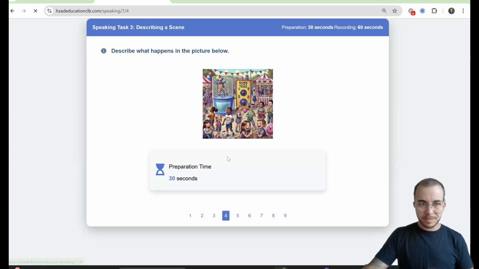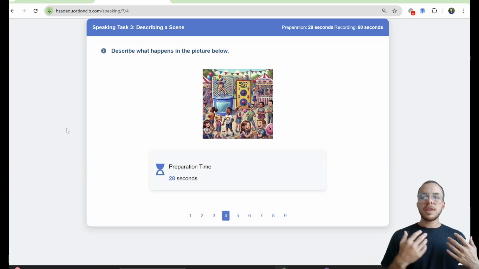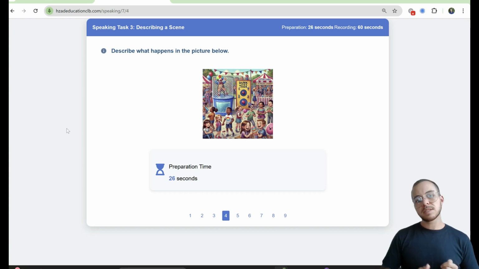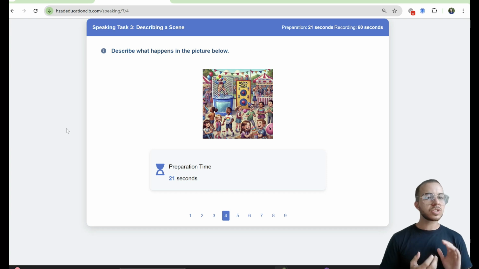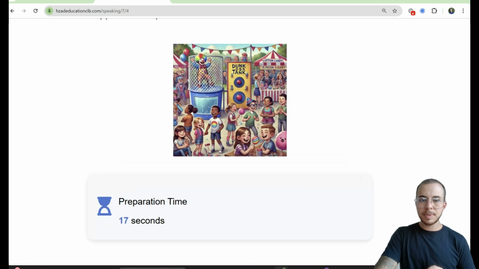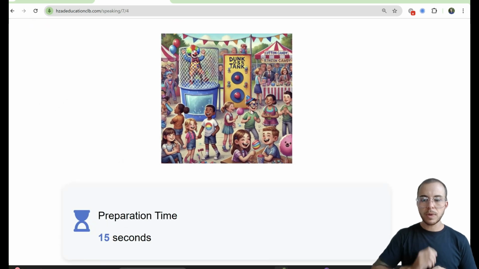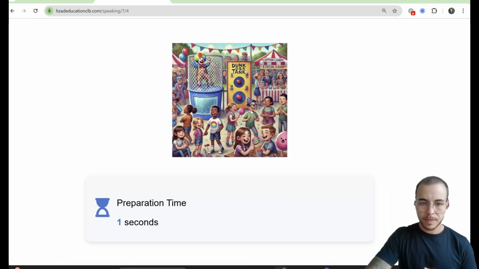Let's continue. All right, 30 seconds on the clock, 60 seconds to speak. Describe what is happening in the picture. Remember, you're using your descriptive vocabulary. The other person can't see the picture, and so you are going to describe it for them.